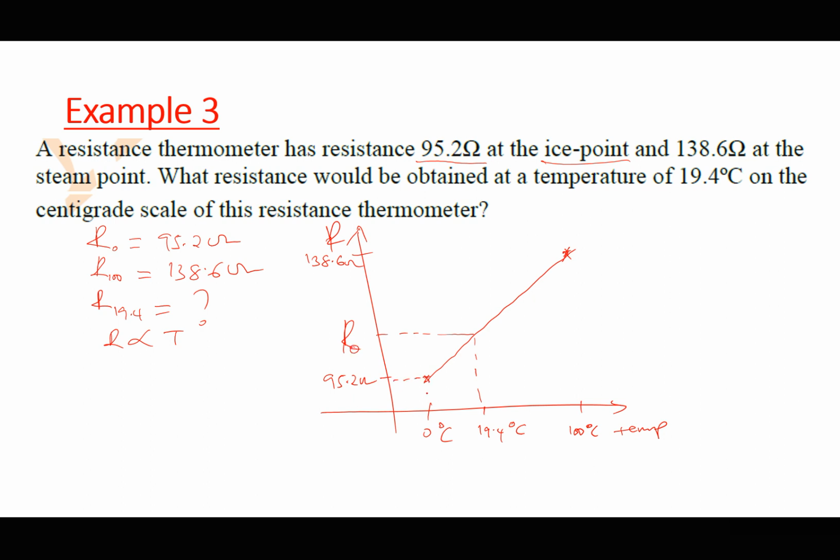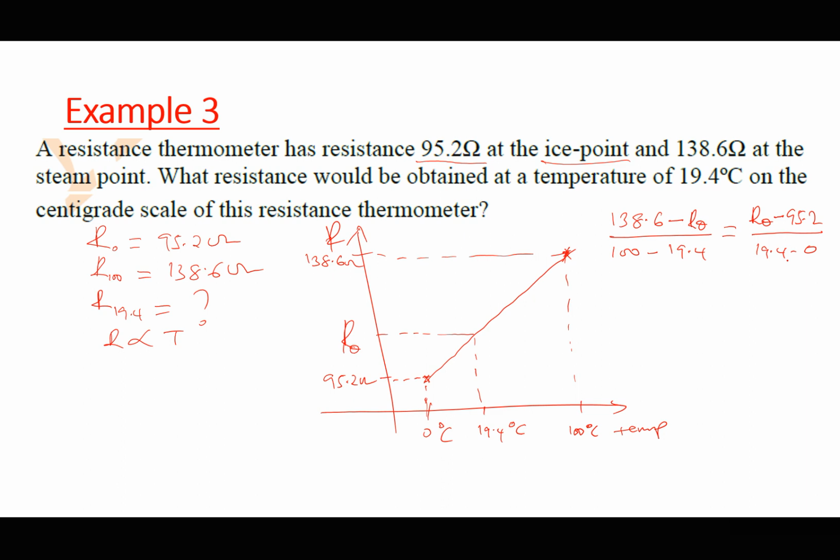So I'll just use the gradient because I've assumed that resistance varies perfectly linearly with the temperature. Remember, this is not always the case. We just make an assumption. So taking the gradients, I have that 138.6 minus R theta, divided by 100 minus 19.4, should be equal to R theta minus 95.2, divided by 19.4 minus 0.